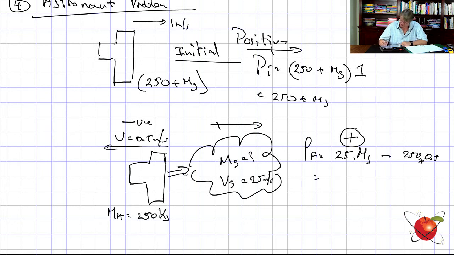So therefore we've got P final is 25. That's what happens. I knew at the time when I set this problem that I was getting myself into trouble with 250 and 25. Doesn't matter. 25 times mass of the gas minus 125.